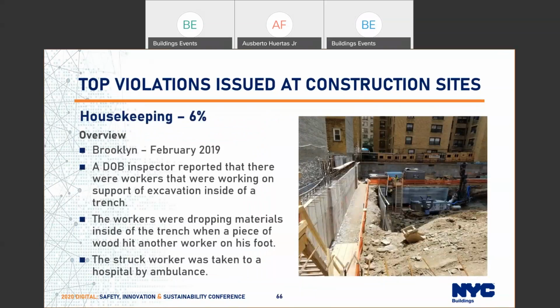Housekeeping is the third most issued violation at 6%. In Brooklyn in February of 2019, a DOB inspector went on site and observed workers standing on top of the supportive excavation inside of a trench. The workers were dropping materials haphazardly. A piece of wood that was thrown about hit another worker on the foot. It hit the worker hard enough that he had to be taken to the hospital.